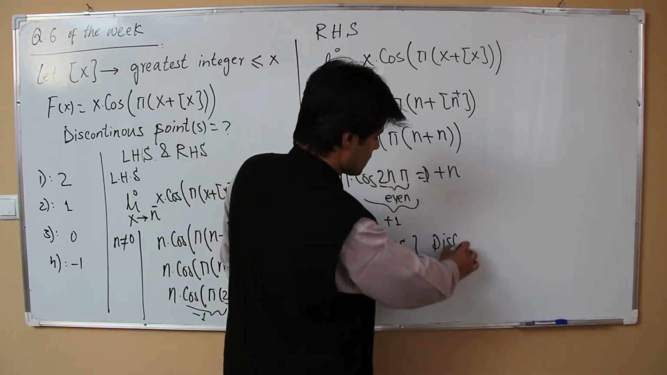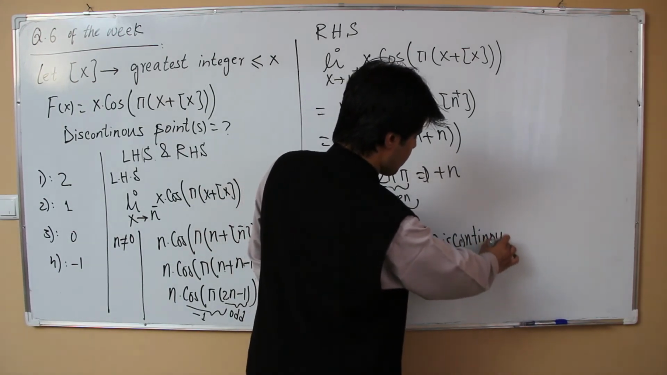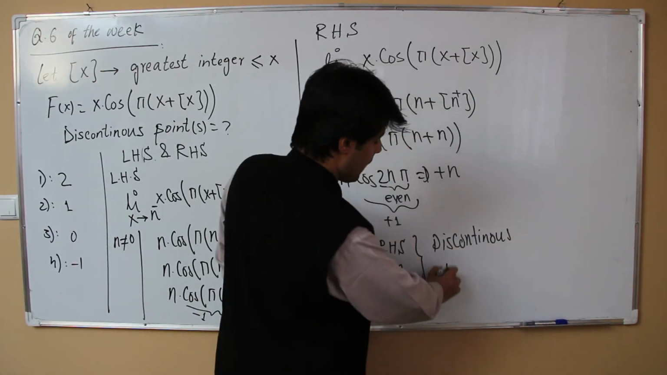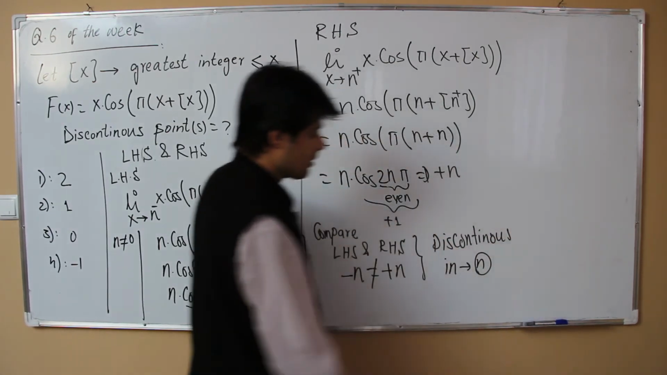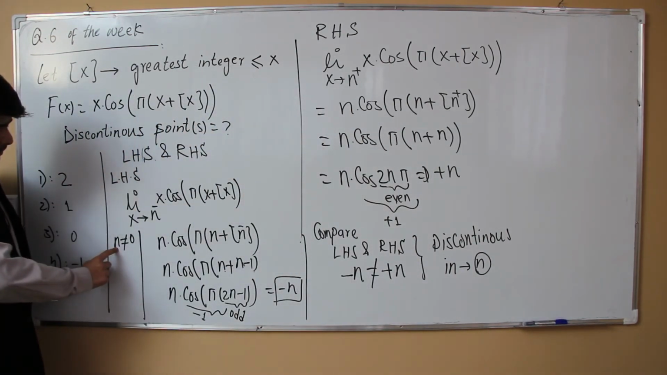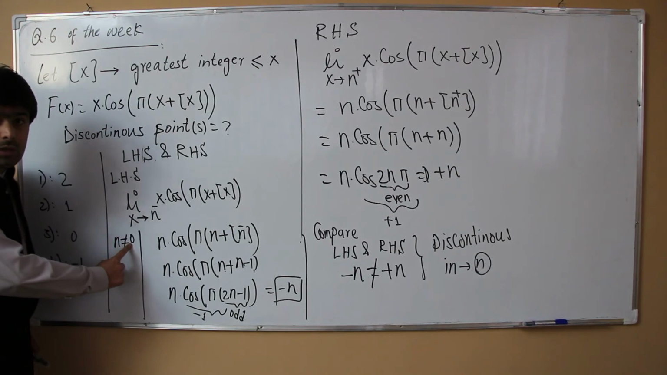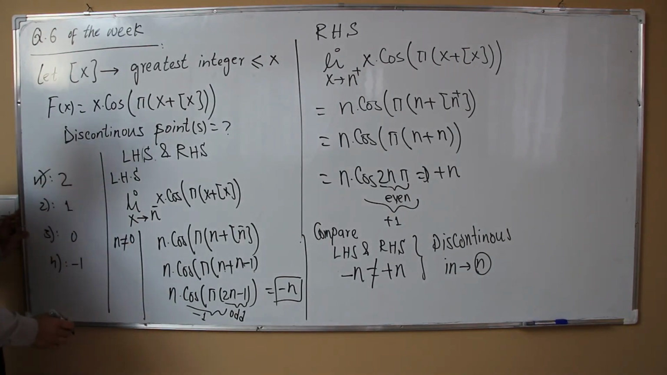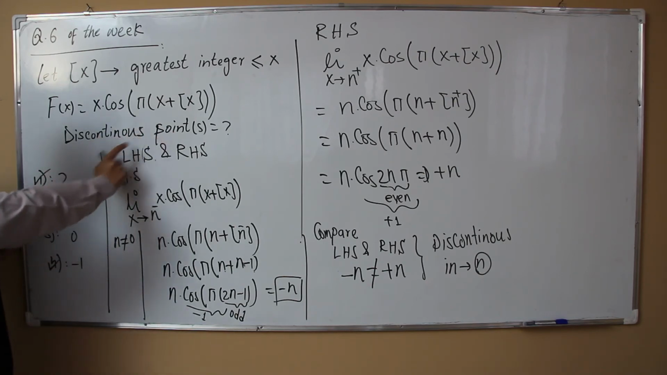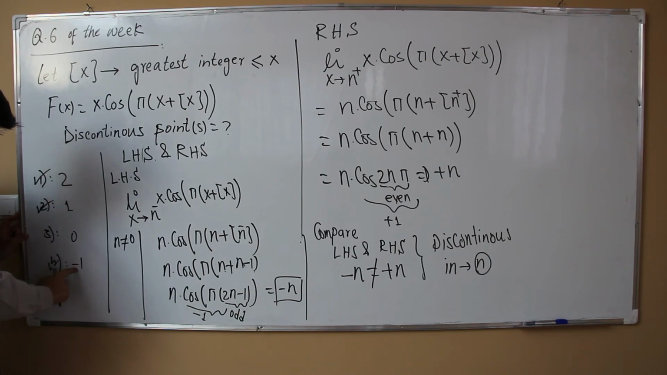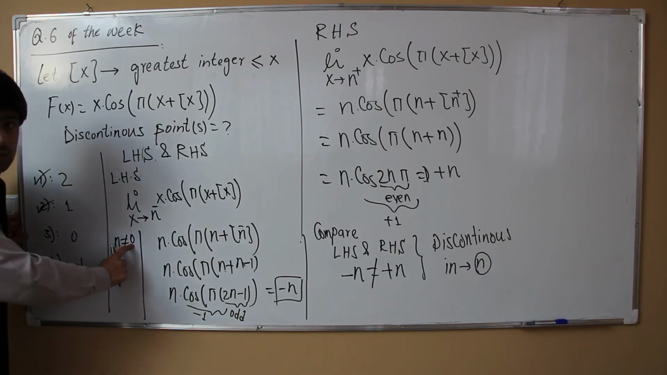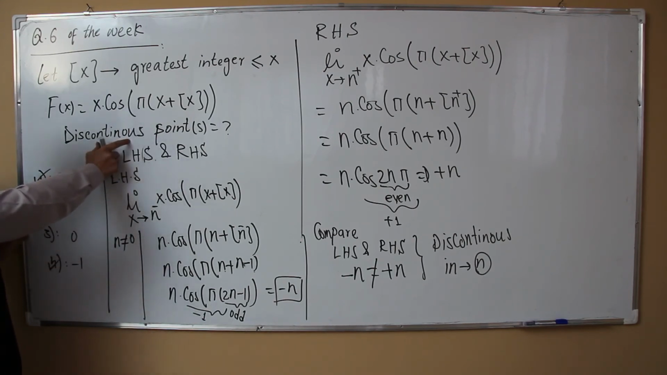So the function is discontinuous, and where? At n, where n is a number not equal to 0. You can select 2, or 1, or minus 1. The function is discontinuous at every integer except 0. Why? Because at 0 the function is not discontinuous, it is continuous.